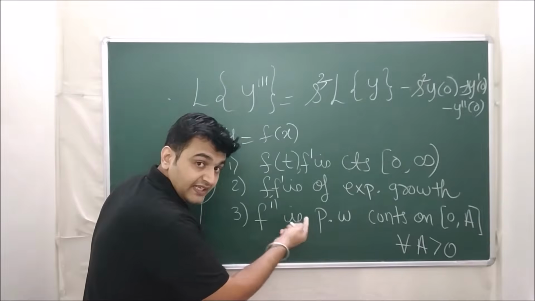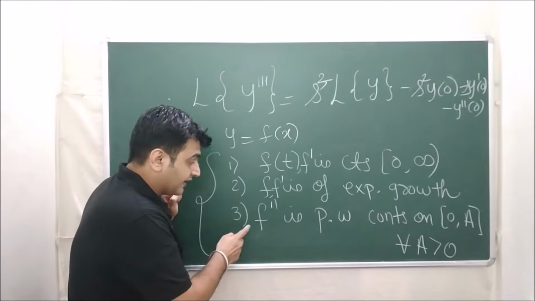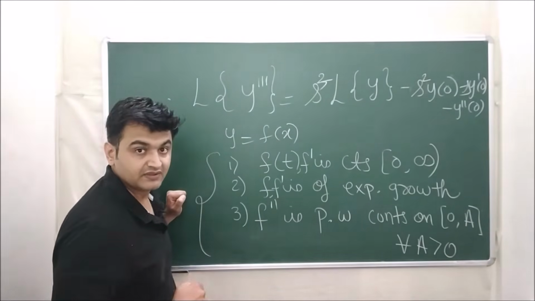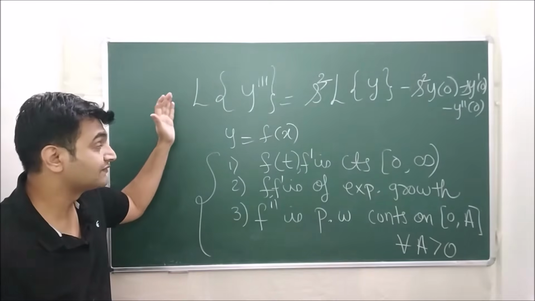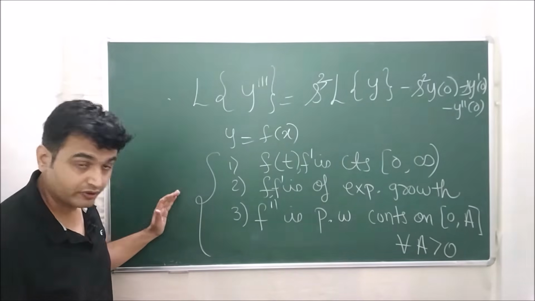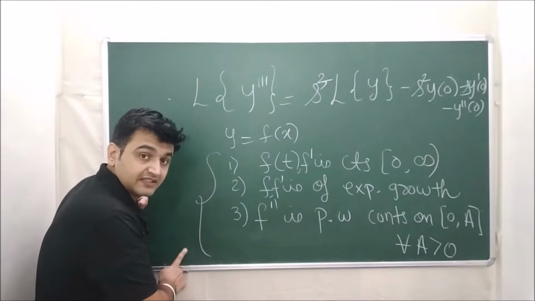f dash and f double dash are of exponential growth, and f triple dash is piecewise continuous. Similarly, you can define the Laplace transform for the fourth derivative, fifth derivative, and so on, and you keep on generalizing these conditions.